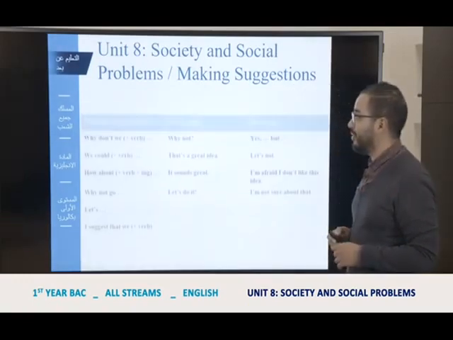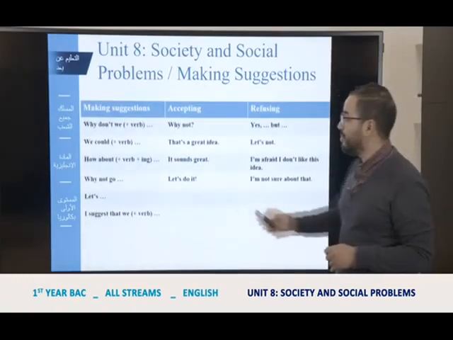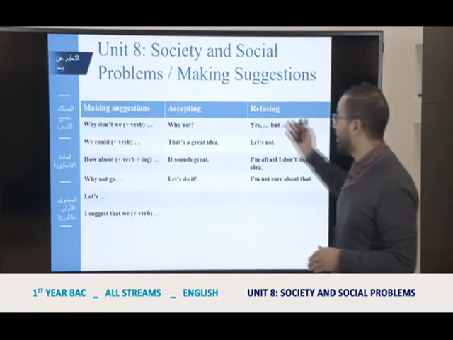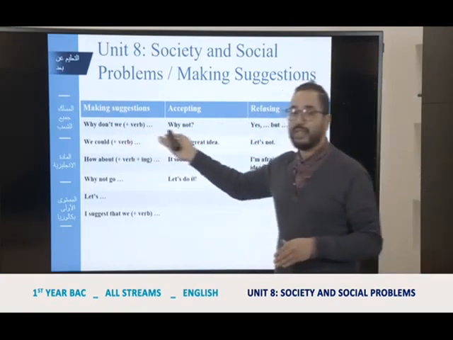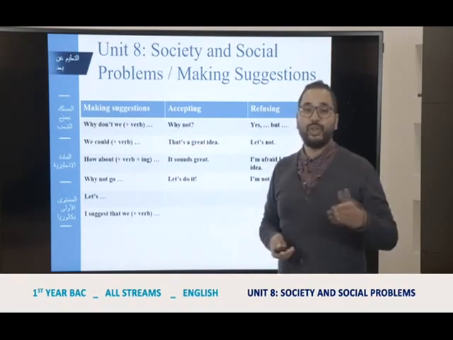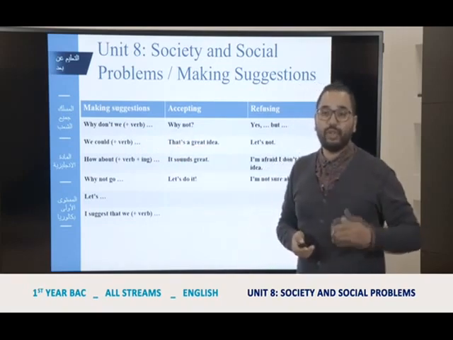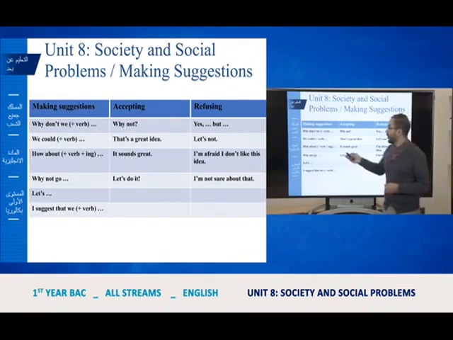Here we have a table with making suggestions, accepting and refusing. To make a suggestion, we can use why don't we plus a verb. For example, why don't we go? Why don't we play? Why don't we watch? Or we could plus verb. We could go to the cinema. We could watch a movie.